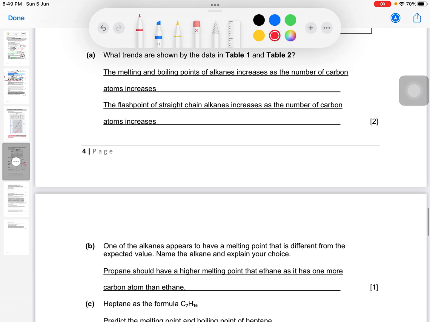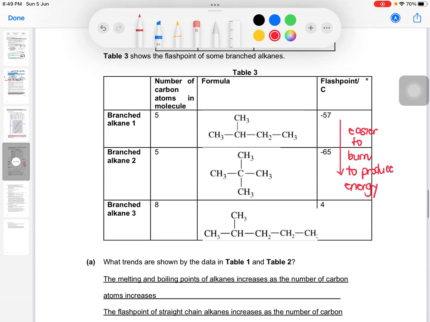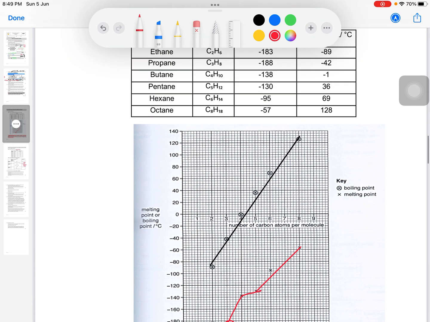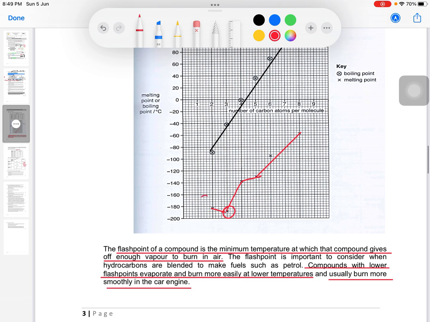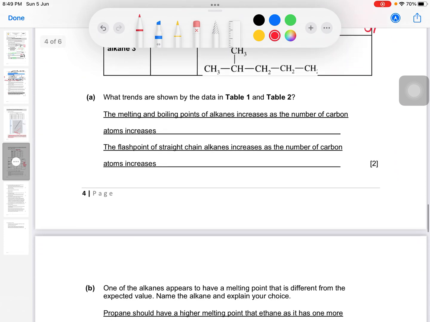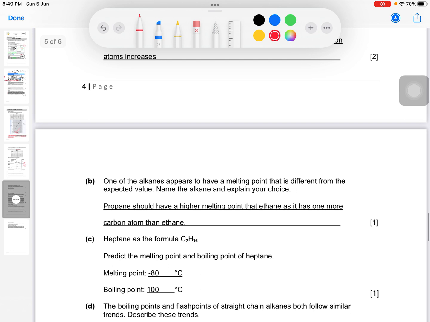They say one of the alkanes appears to have a melting point that is different. So name the alkane and explain your choice. If you look here, this is actually C2. This is actually C3. By right, C3 should have a higher boiling point because it has one more carbon atom. So propane should have a higher melting point than ethane, as it has one more carbon atom than ethane.